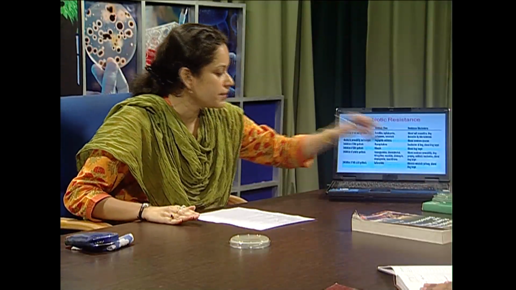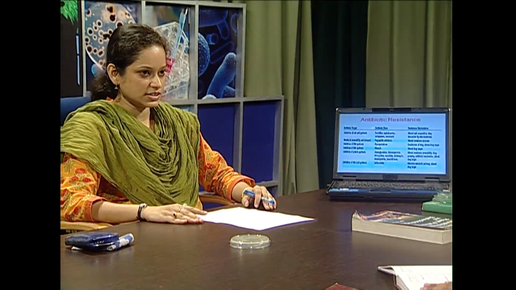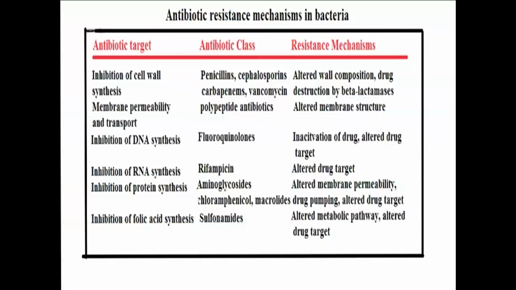There are several mechanisms of antibiotic resistance of bacteria. Like if the antibiotic is specific in its mode of action, like it inhibits the cell wall synthesis as we have seen with the penicillins, how can bacteria avoid the antibiotic? By altered cell wall composition or by destruction by beta-lactamases. Beta-lactamases are compounds which destroy the beta-lactam ring found in penicillin or in cell wall attacking antibiotics.